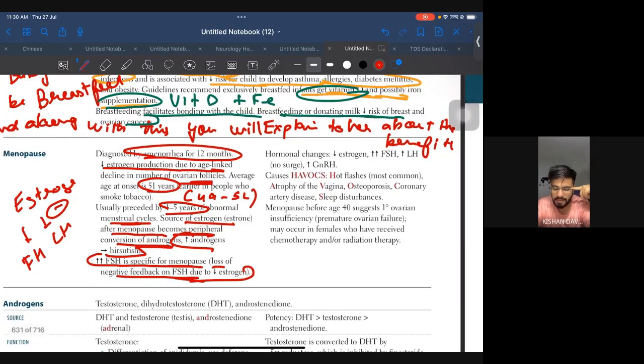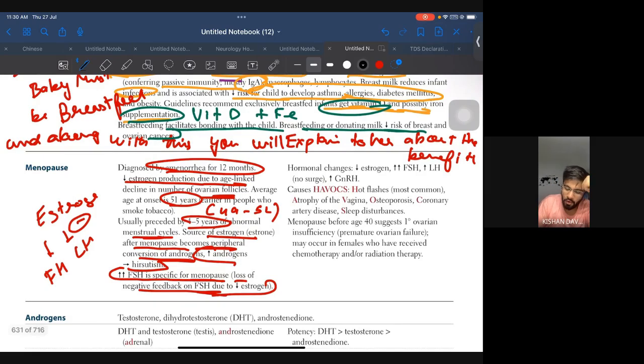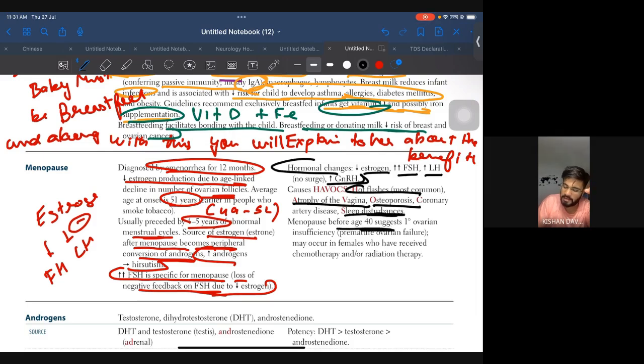Okay, so let's see what questions they ask. Hormonal changes: decrease in estrogen, increase in FSH, increase in LH, increase in GnRH. Okay, so hot flashes, atrophy of the vagina, osteoporosis, sleep disturbances. Menopause before age 40 suggests primary ovarian insufficiency. Premature ovarian failure may occur in females who have received chemotherapy and radiation therapy.